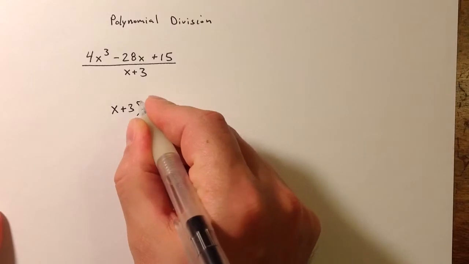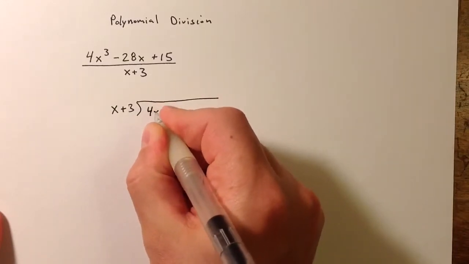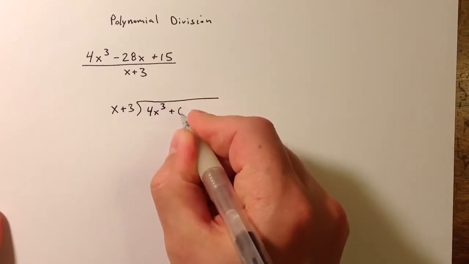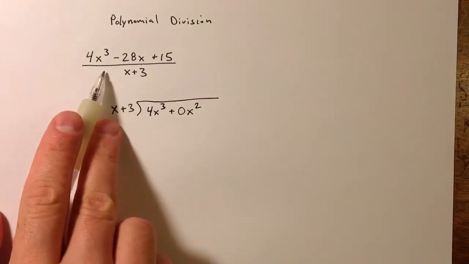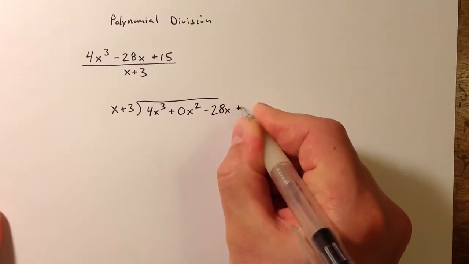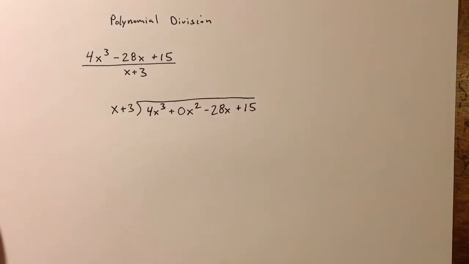If I write x plus 3 on the outside of a division bracket and write the other polynomial on the inside, including a 0 for the x squared term, which is missing from the numerator, then the process of division is very similar to division with numbers.